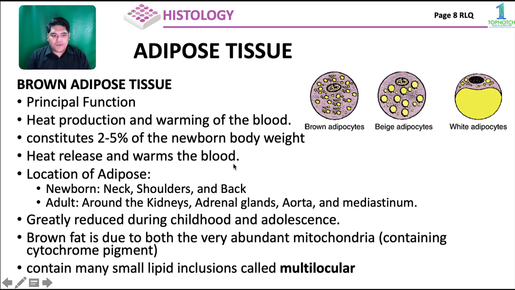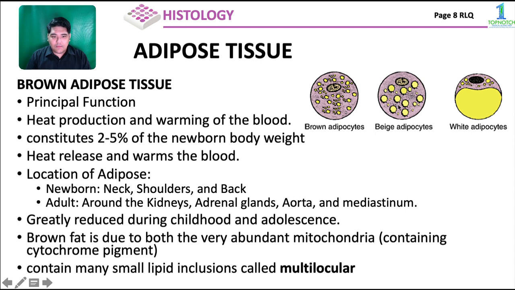Okay, and your brown adipose tissue, it has a lot of mitochondria. That's why mukha siyang brown. Okay? And then, kung ang tawag sa white adipose tissue ay unilocular, ang brown adipose tissue naman ay multilocular. Okay, tingnan nyo, marami ang mga droplets, kaya siya multilocular. Ito naman, unilocular.